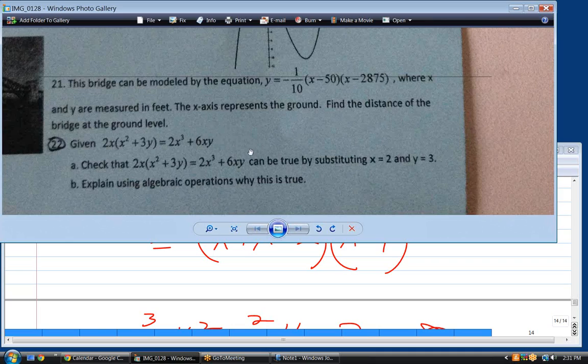Let me just look at these last two questions here. All right. Let's do 22 first. We can see that when we multiply 2x by this, we get this over here, right? Okay, so check to make sure that that's true by substituting x equal 2 and y equal 3 into this right here.